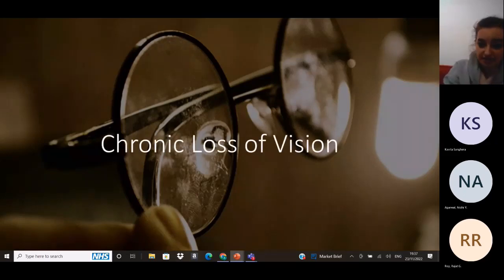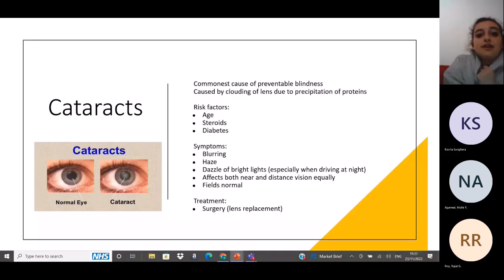And this is the third section of the talk now, so we're going to go on to chronic loss of vision. The most common one is cataracts. Cataracts are the most common cause of preventable blindness, and it's caused by this precipitation of proteins in the lens. Risk factors are older age, steroids, diabetes, and the symptoms are they'll get blurring, hazy vision, particularly sensitive to bright light. A lot of them describe seeing halos around light as well, and find it particularly hard to drive at night.